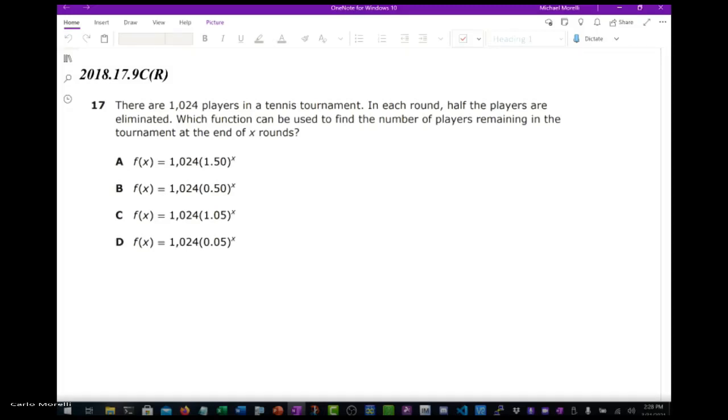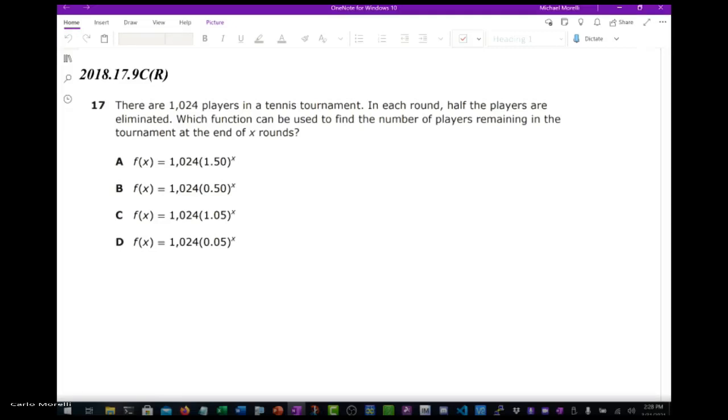So there's a tennis tournament, starts out with 1,024 players. Every round, half of the players are eliminated. That makes sense because there's two people playing tennis, right? So somebody wins, somebody loses. That means half the players go away. Which function can be used to find the number of players?